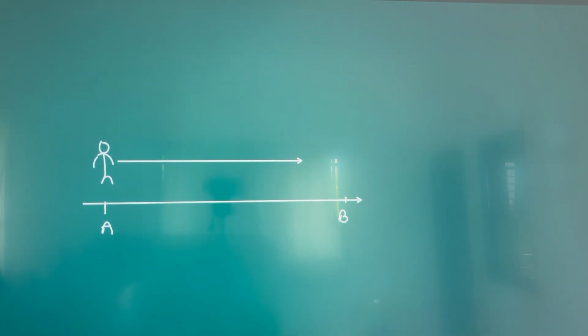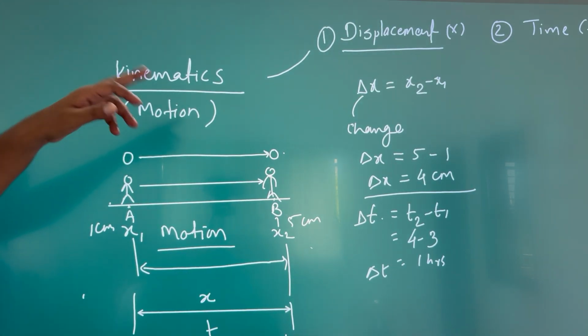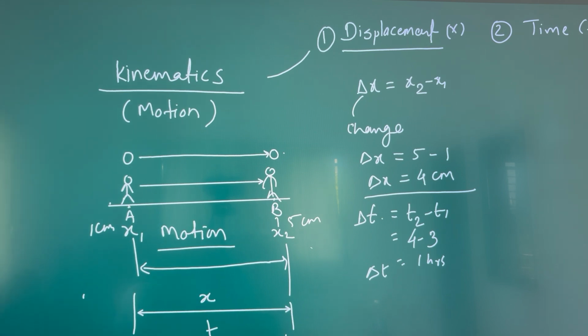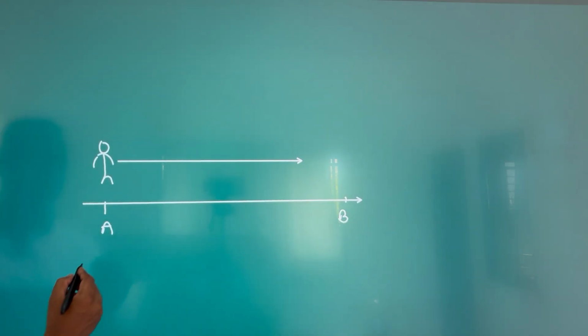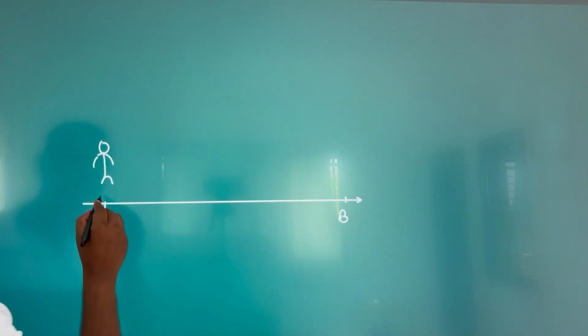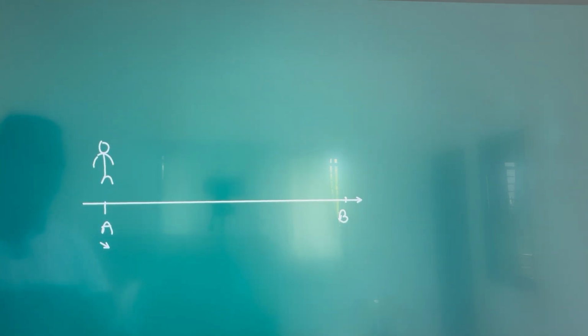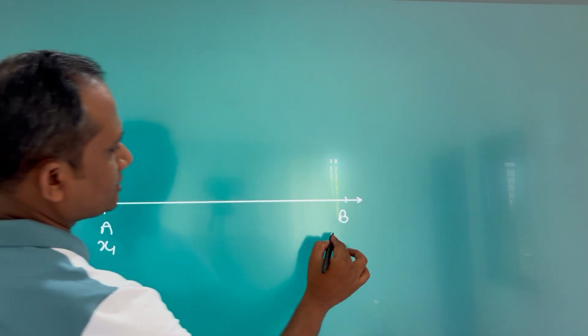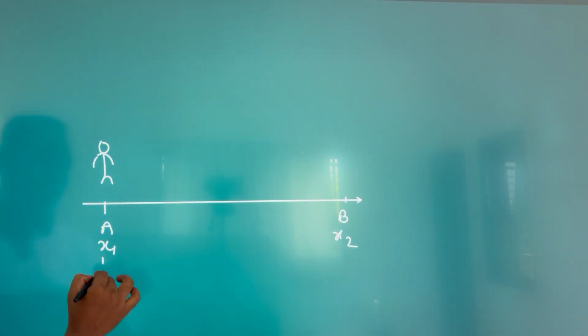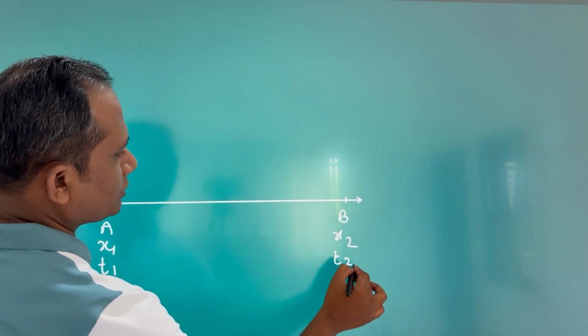Speed. Okay. Now, in the previous slide we studied the displacement and time. We have the displacement dx, and also we have the time. Therefore, we can take the ratio. Suppose this person is at point x1, and then at x2. It took a time from t1 to t2.